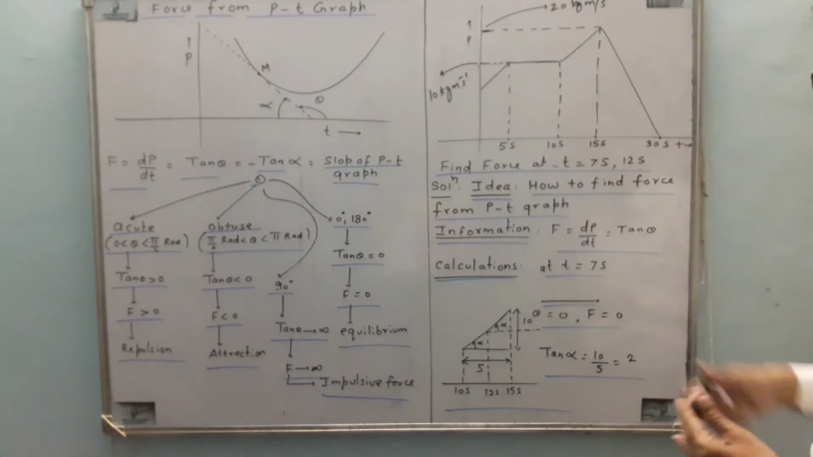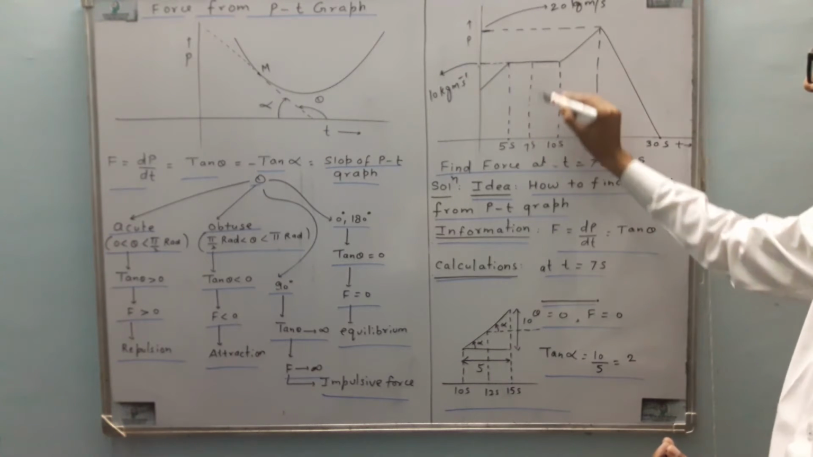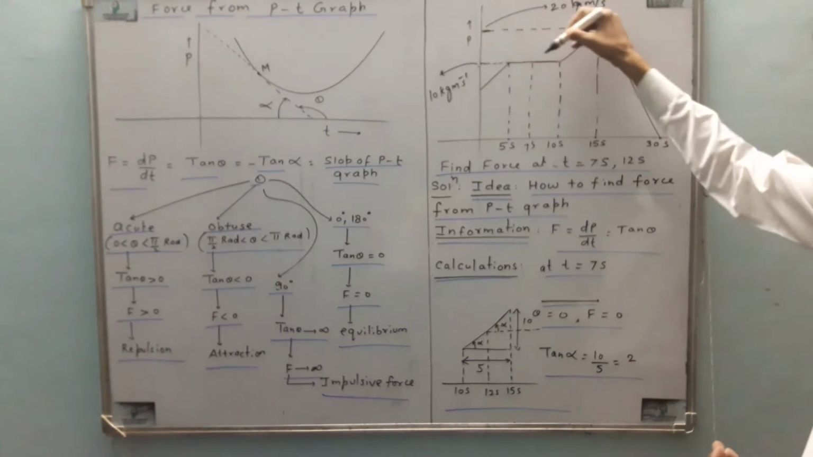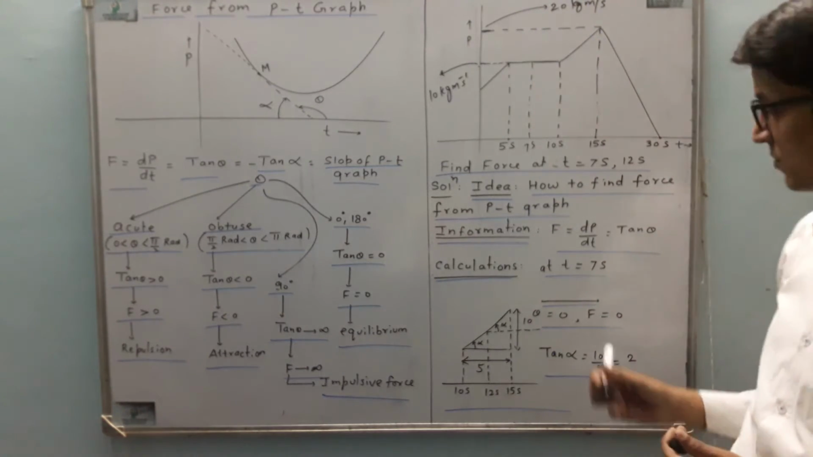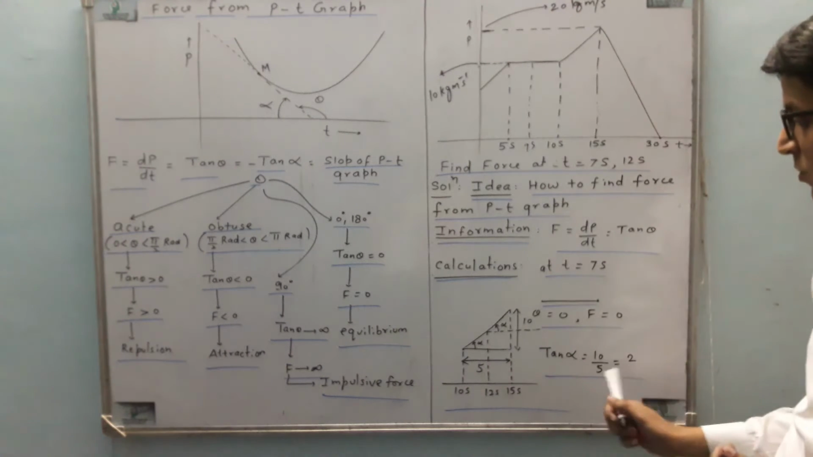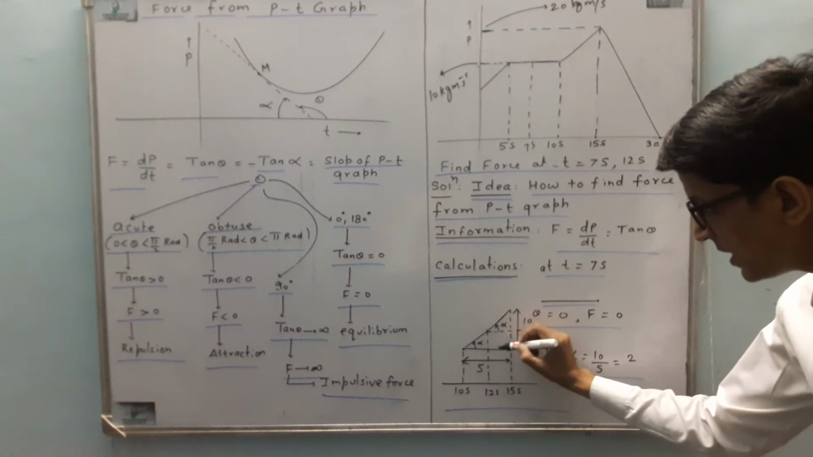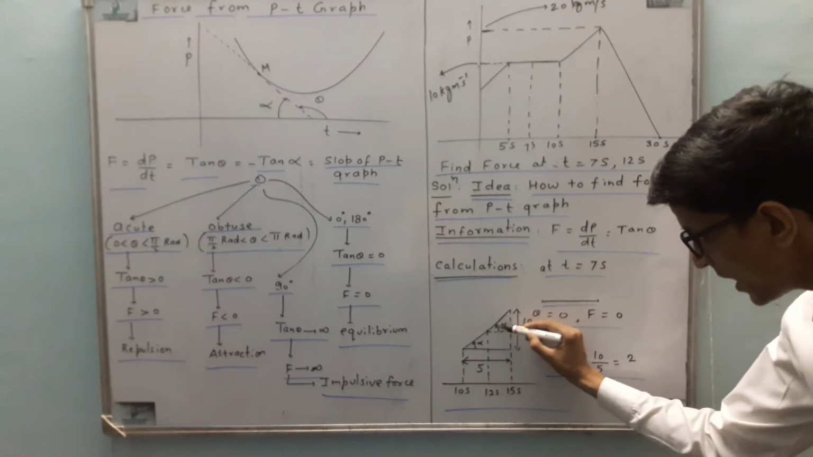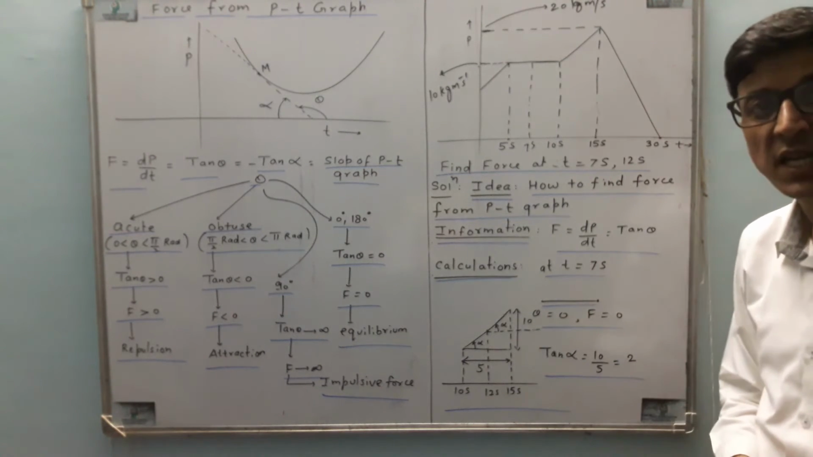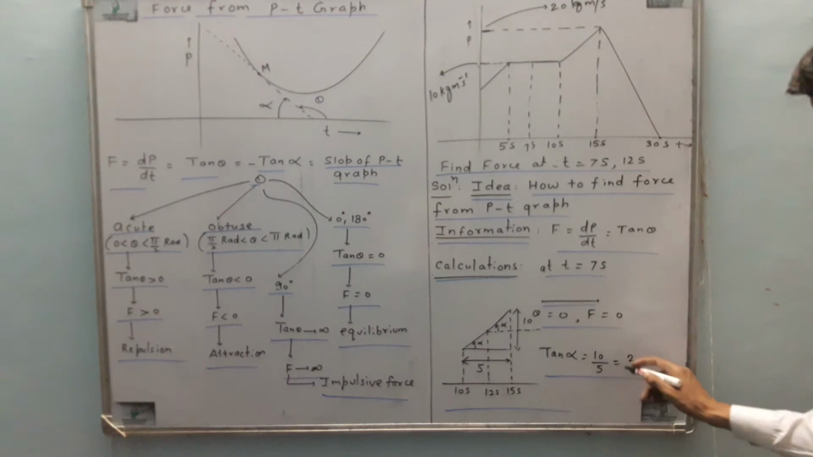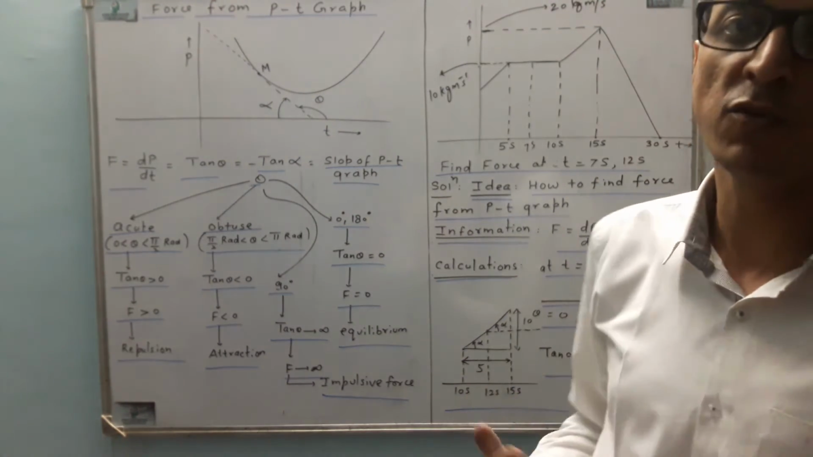So at t equal to 7 seconds, it's over here. At t equal to 7 seconds, force will be 0 because the tangent is parallel to the t axis. So the angle is 0, so force will be 0. And at t equal to 12 seconds, let this angle be alpha, so this angle will also be alpha. So at t equal to 12 seconds, the tangent is making an angle alpha with the t axis. So we need to find tan alpha. From this triangle, tan alpha will be 10 by 5, which is 2. So in this way you can find the value of force.